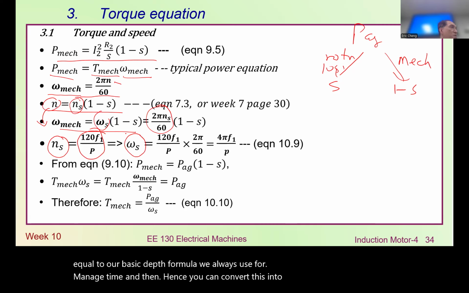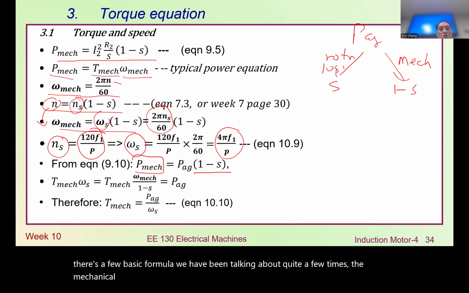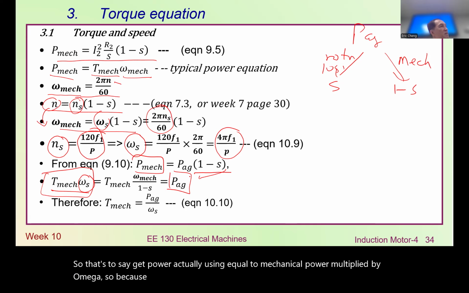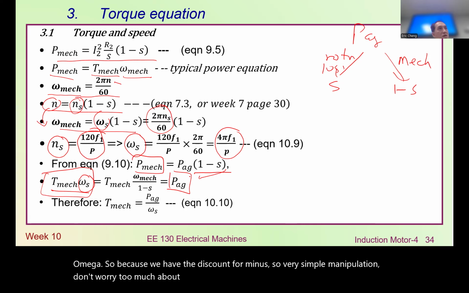We have been talking about quite a few times, the mechanical power only has the ratio of 1 minus S to the mechanical output. So that is to say the mechanical power multiplied by omega S, not omega mechanical, right? Then this part also equals the air gap power when we merge that information into that formulation. So air gap power equals mechanical power multiplied by omega S, because we have the discount of 1 minus S. Very simple manipulation. Don't worry too much about it. It's very straightforward algebra.